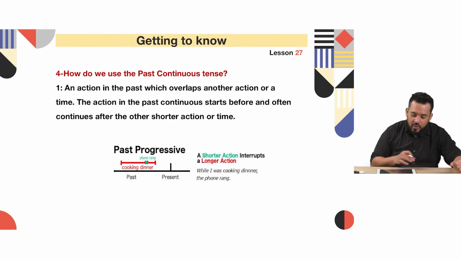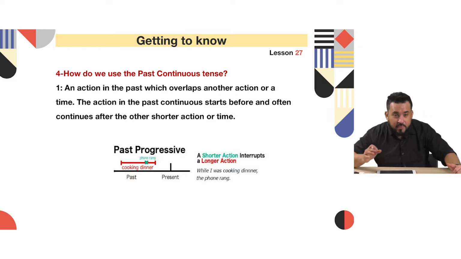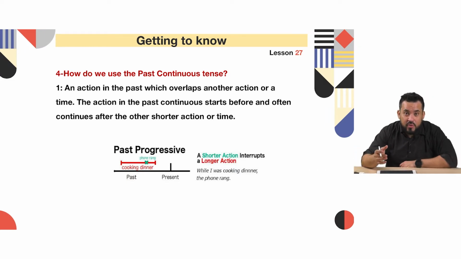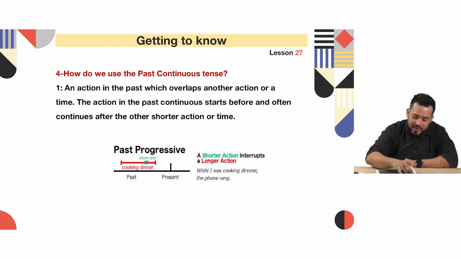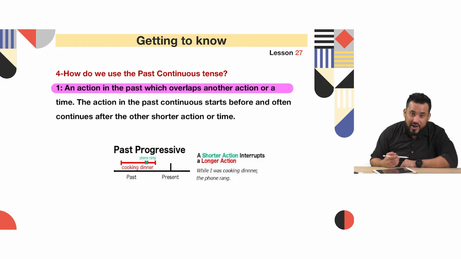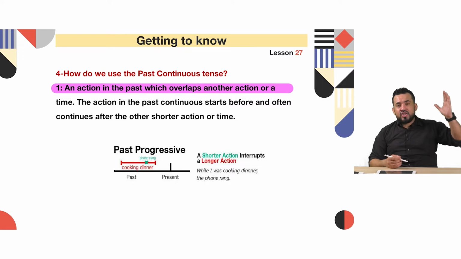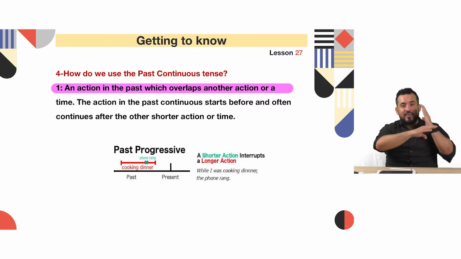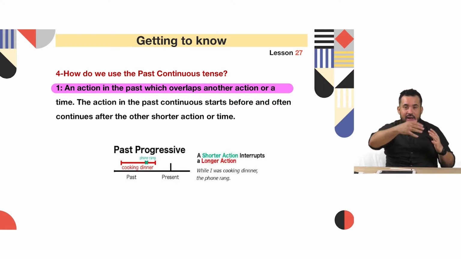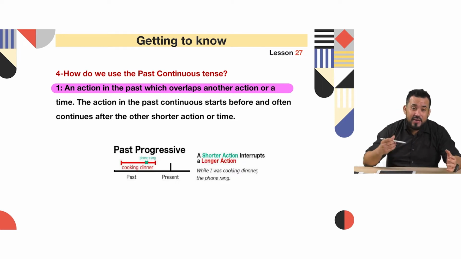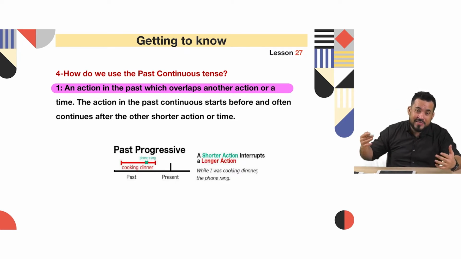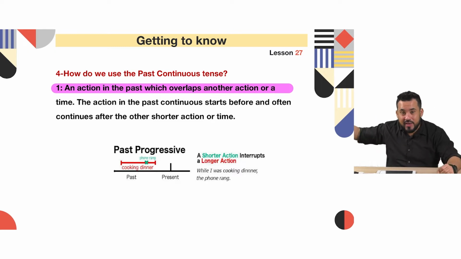And so on. Okay, now let's talk about the uses of the past continuous. When do we use the past continuous? We use the past continuous for an action in the past which overlaps with another action. What does that mean? An action that happened in the past, but it intercepts or intersects another action that happened in the past. It means something in the past happened during something else.